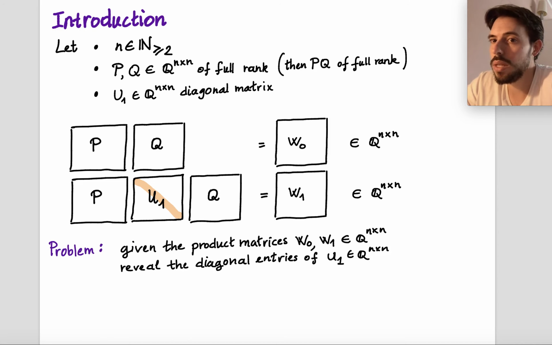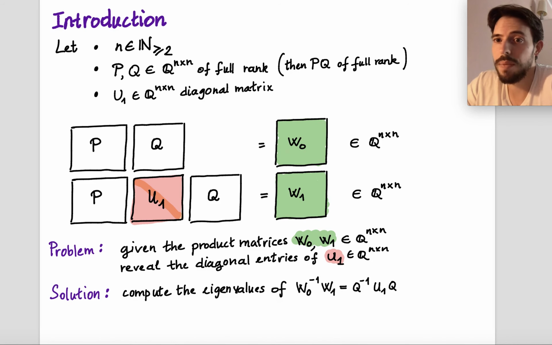Given these two matrices, we aim at revealing the diagonal entries of U1. Now we are not actually interested in computing the matrix U1 itself, but only in revealing its diagonal entries up to permutation. As you will notice, the problem in the current form has an easy solution, namely bearing in mind that W0 is invertible. Upon computing W0 inverse times W1, we have actually computed a similar matrix, of which the eigenvalues precisely reveal the diagonal entries of U1.